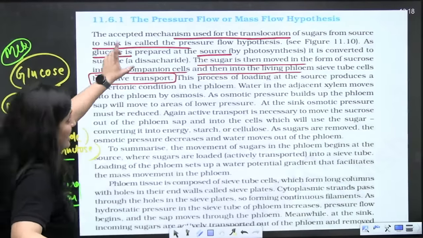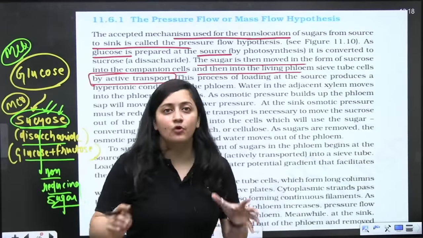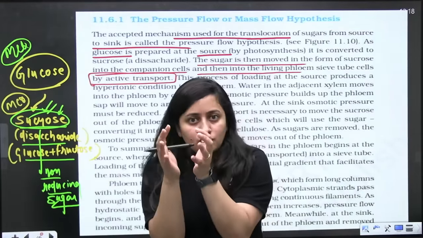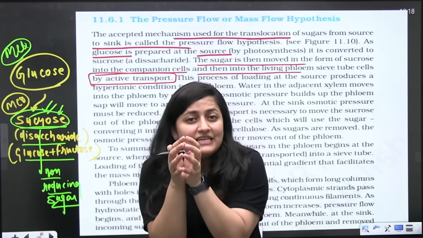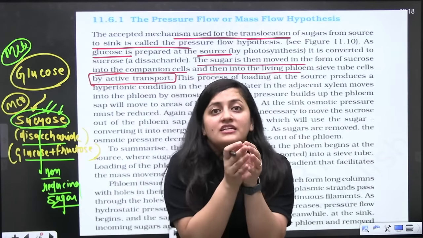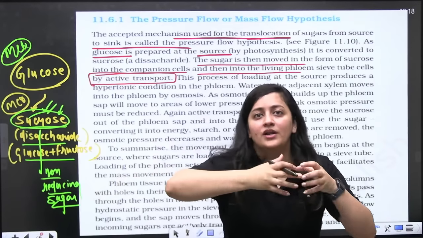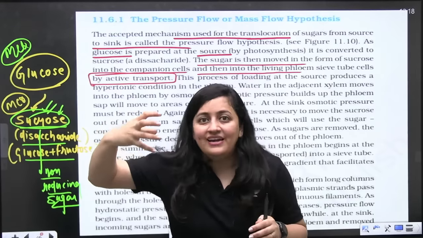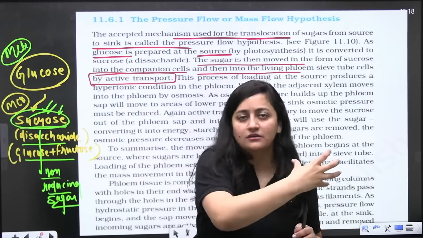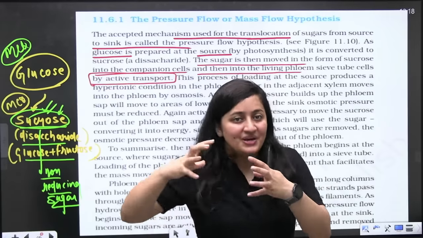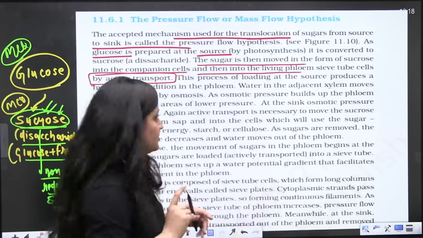And why are we calling it mass flow? Because things are not moving individually; it is basically the bulk flow. Together, things will move from one point to another. It is the quantity that will go away from one place to another. In bulk, things are moving. This is what you need to remember.